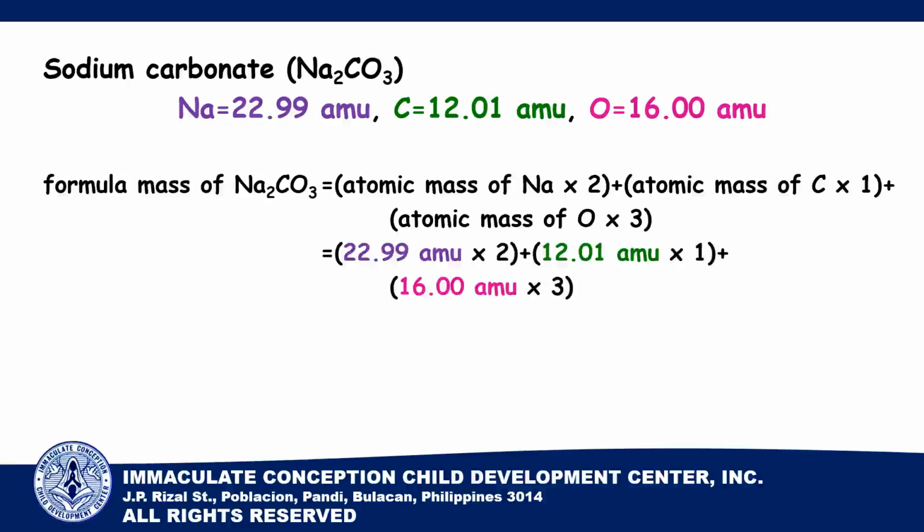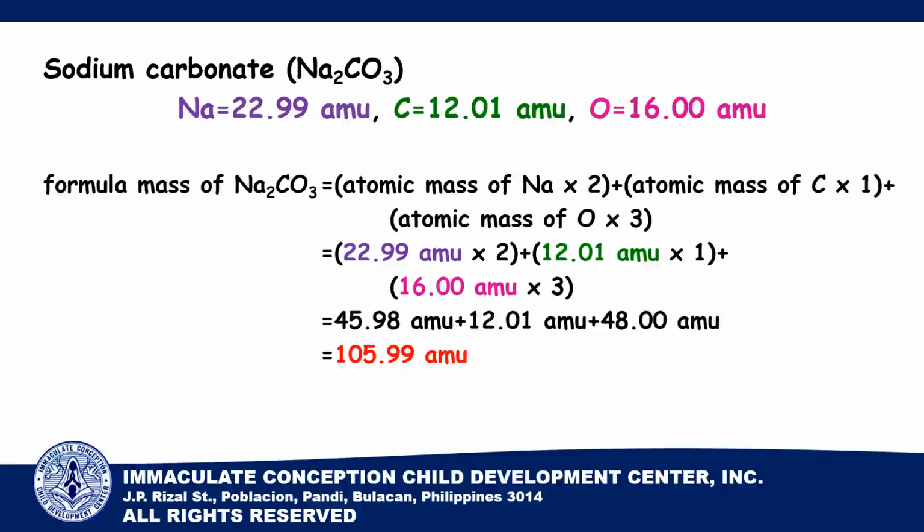Substituting the atomic masses of each element will give us 22.99 AMU times 2 plus 12.01 AMU times 1 plus 16.00 AMU times 3. That will be 45.98 AMU plus 12.01 AMU plus 48.00 AMU, which will give us 105.99 AMU.